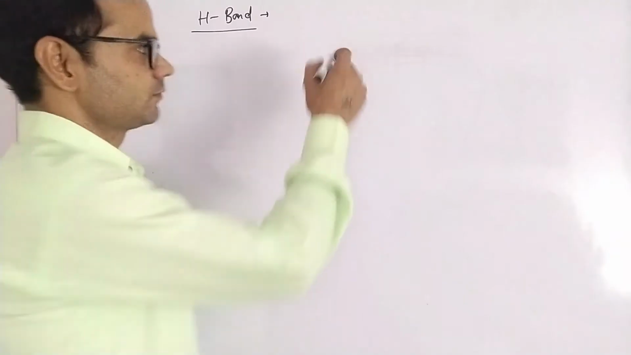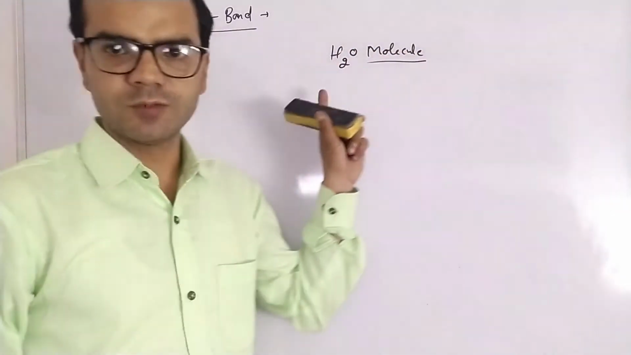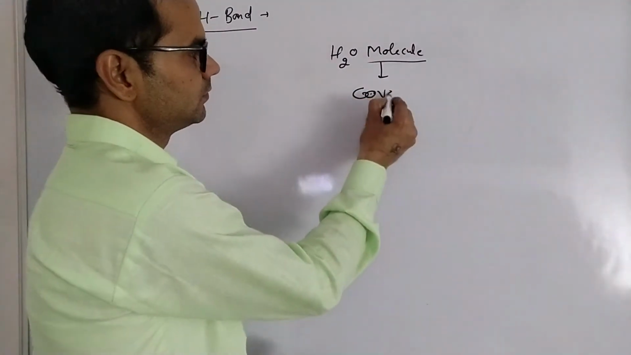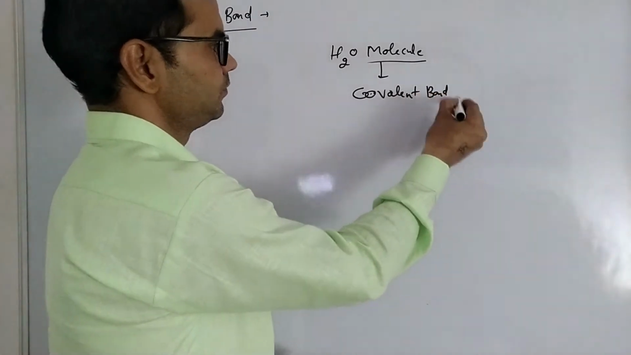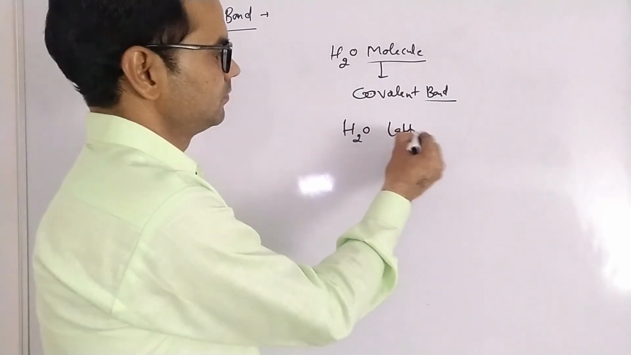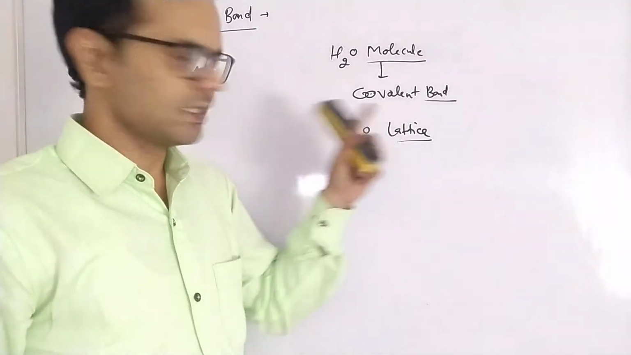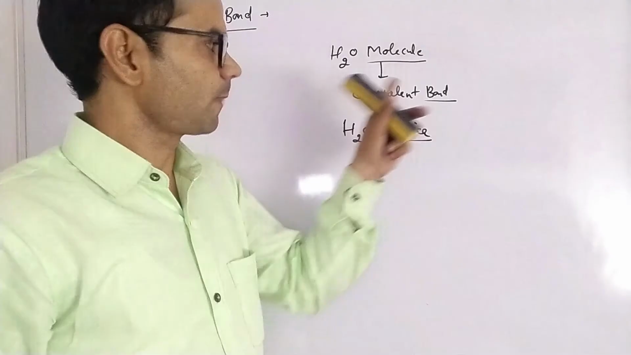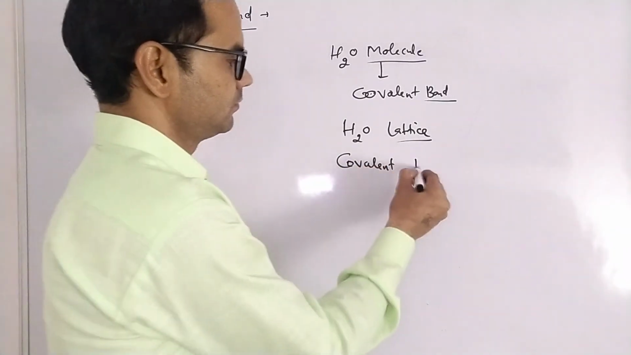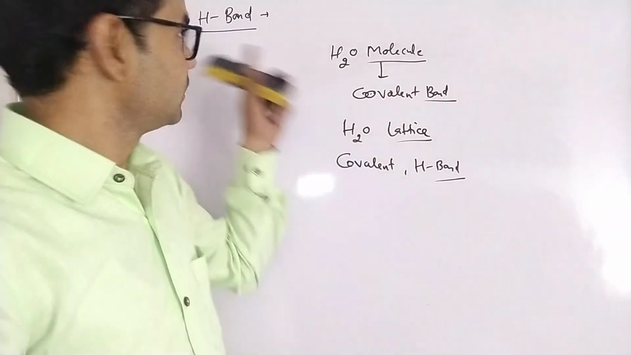For example, we have a water molecule. In a water molecule, there is only covalent bond. But if we have a lattice of water, in the lattice of water, there are two types of bonds. One is covalent bond and second is hydrogen bond. So, what is hydrogen bond?